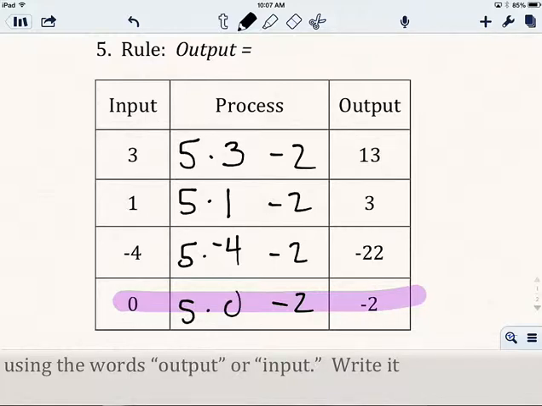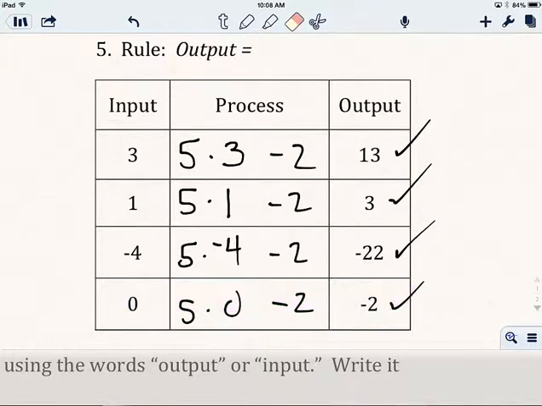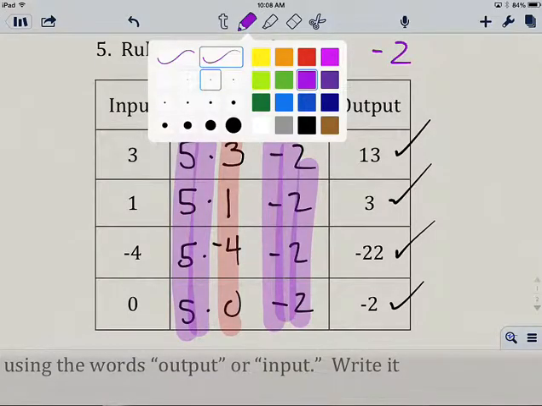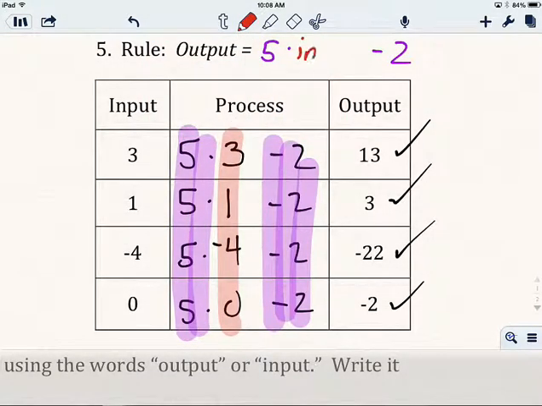5 times 3 minus 2 is 13. 5 times 1 minus 2 is 3. 5 times negative 4 minus 2 is negative 22. And 5 times 0 minus 2 is negative 2. So let's do that helpful highlighting. Stuff that is in every single process row is here. That leaves some things that are changing. And so I guess I could have been color coding this all along. So 5 times minus 2, and the thing that's changing is the input. So 5 times the input minus 2 has to be our rule.